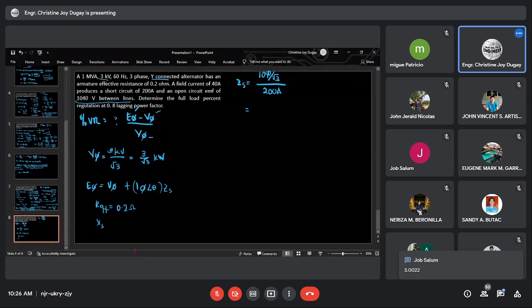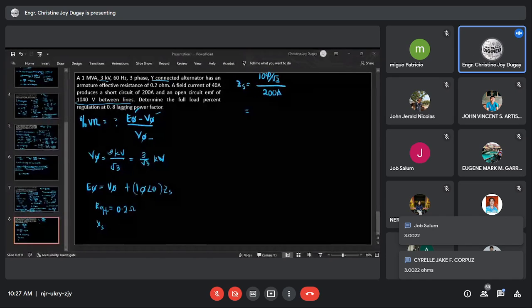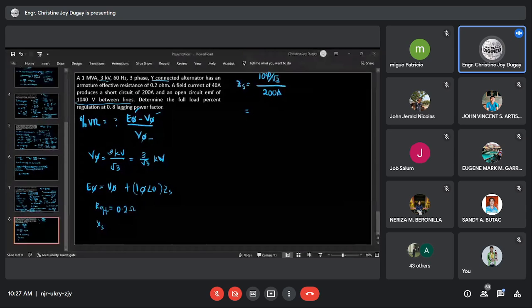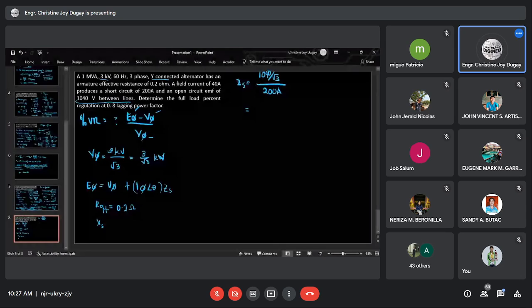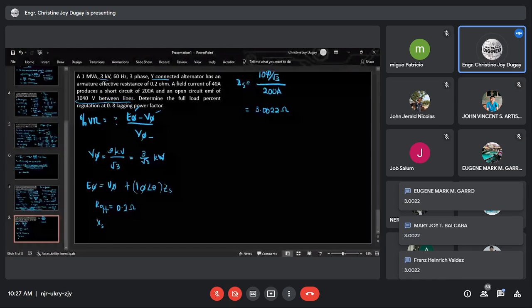$3.0022 din ba? Sa inyo? Yes po. According to Mr. Salom, that is 3.0022. How about the others? Ayan, so that is 3.0022 ohms. So this one, hindi mo alam kung ano yung angle neto, yung ZS natin.